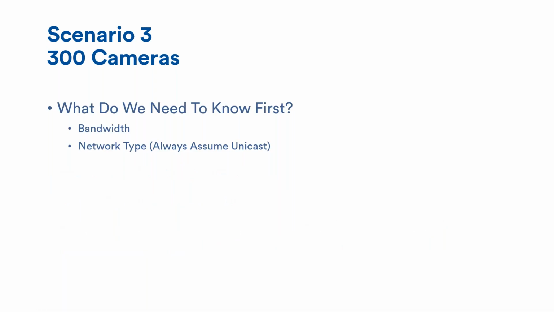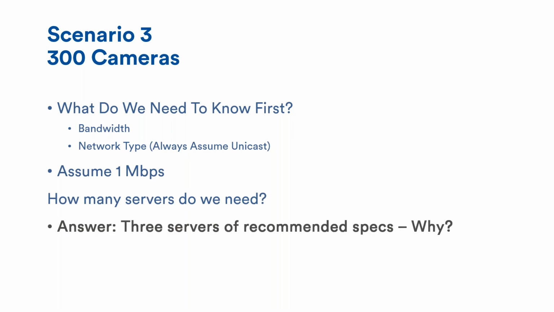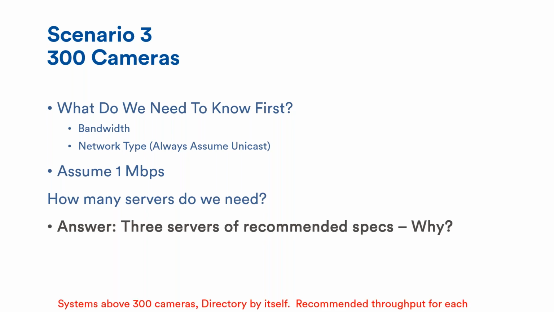Here we have 300 cameras. Also, we need to know the same information, the bandwidth and the network type. And now we're going to assume it's 1 megabit per second throughput. Again, that's 3 megabits per second, 300 megabits per second total throughput. In this scenario, we need 3 servers.